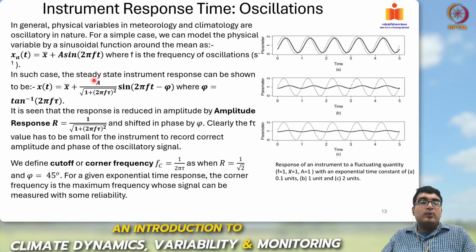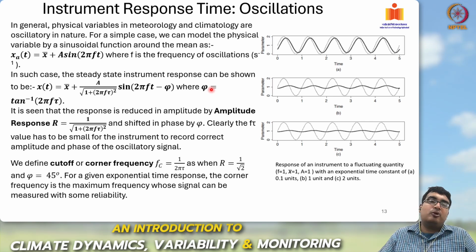Alright, so we can say the parameter average is 1, so x bar is 1, the amplitude is 1 I think, and sine 2 pi ft. Okay, so f is 1, x bar is 1 and A is 1 for this signal. In such case, the steady state instrument response can be shown to be, and again we are not deriving this, it can be derived. How does the instrument respond if the actual physical variable is of this fashion?